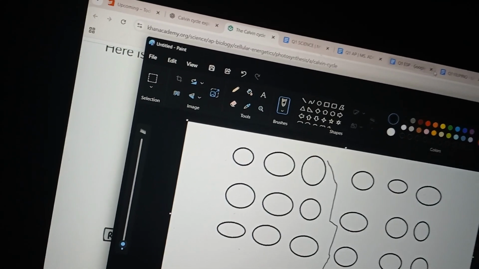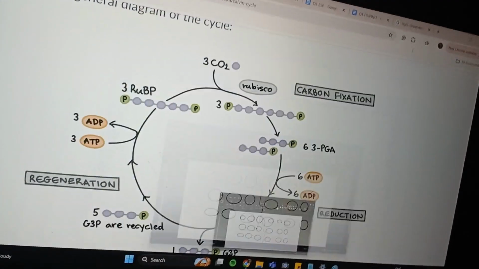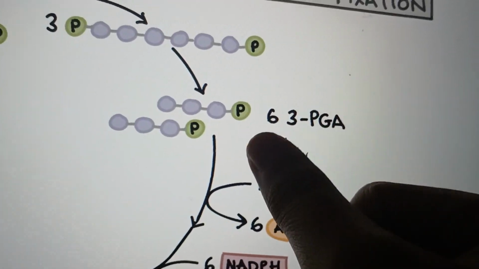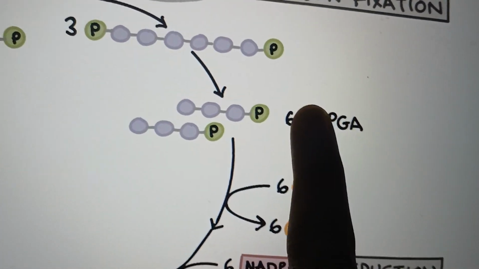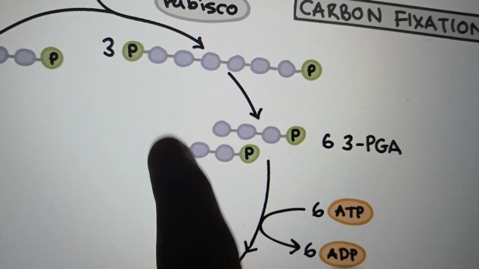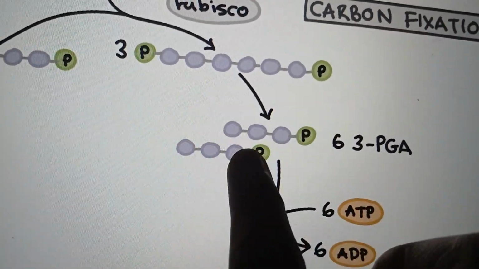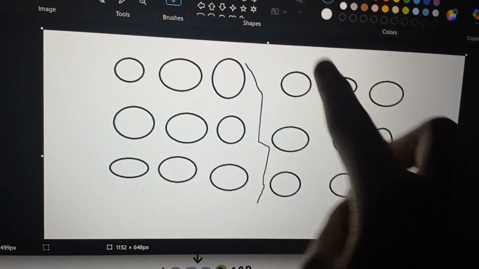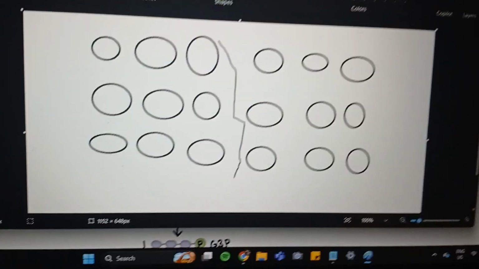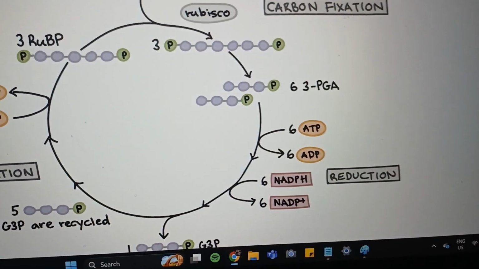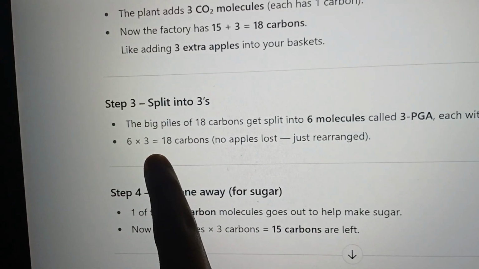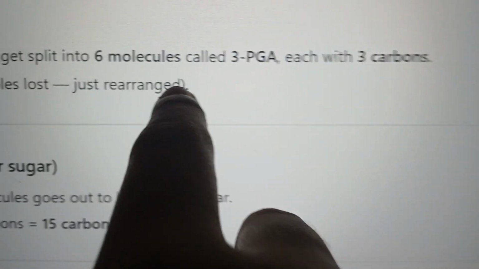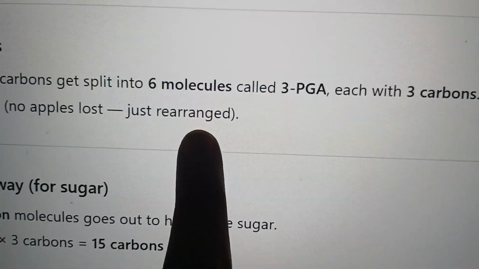In the image that we showed over here, we are going to be seeing 6 3-PGA. Don't mind the 3, it's just a name. So this is 6 PGAs, 6 of these, which is the one I showed you here: 1, 2, 3, 4, 5, 6. So this is why we did nothing. 6 times 3 is still 18. We just rearranged it. Remember the word rearranged.